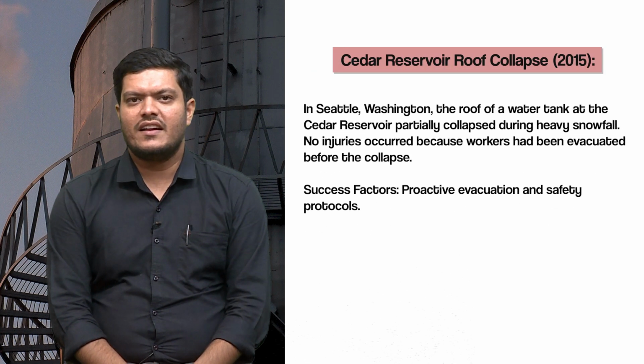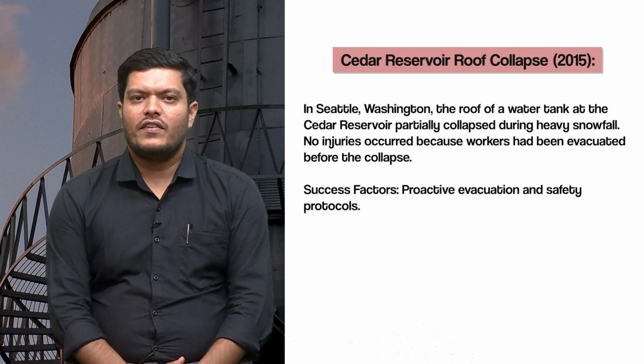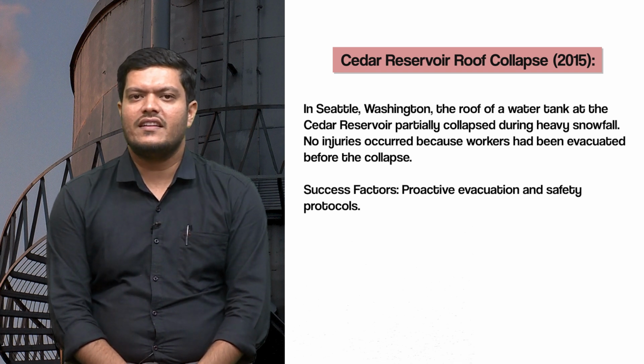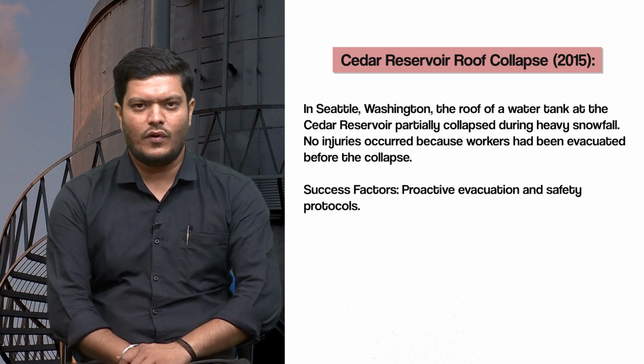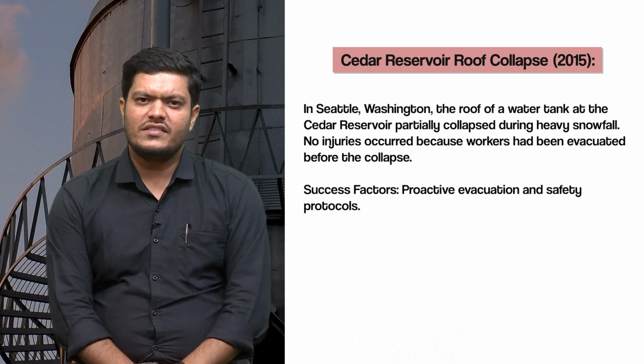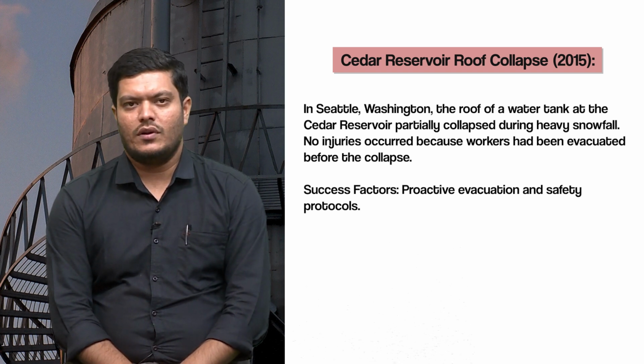Number 1 is Cedar Reservoir roof collapse, that happened in 2015. In Seattle, Washington, the roof of a water tank at the Cedar Reservoir partially collapsed during heavy snowfall. No injuries occurred because workers had been evacuated before the collapse. Success factor is proactive evacuation and safety protocols.